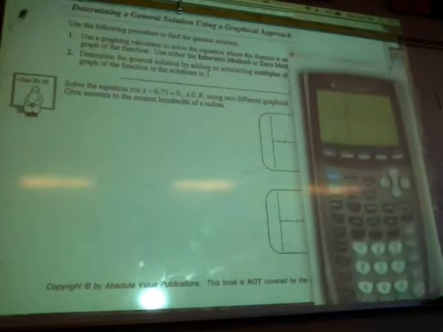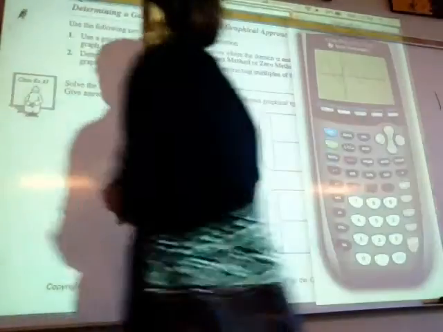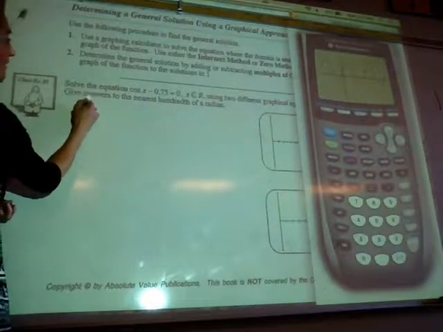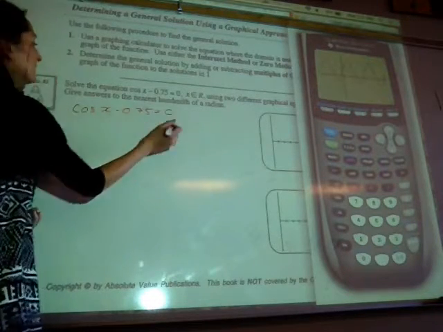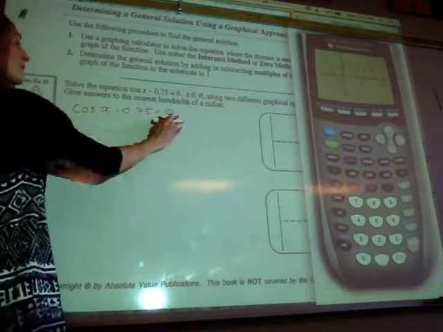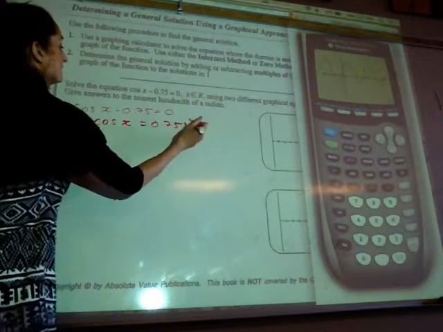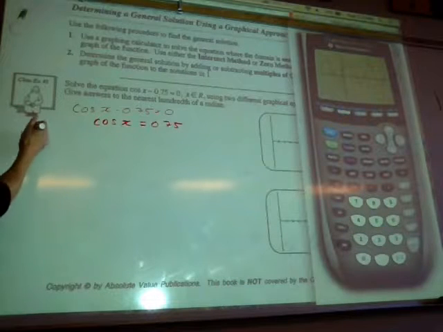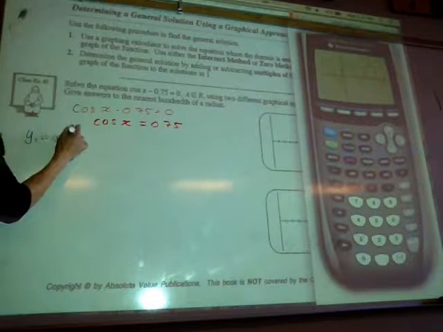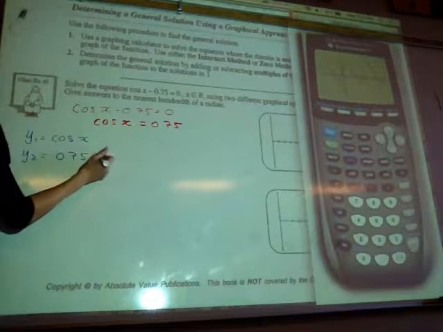Intercept. Okay, so that means we need a y1 and a y2. So if we're starting with cosine x minus 0.75 equals 0, we need to move this 0.75 to the right-hand side. So y1 will be cosine x, and y2 will be 0.75.